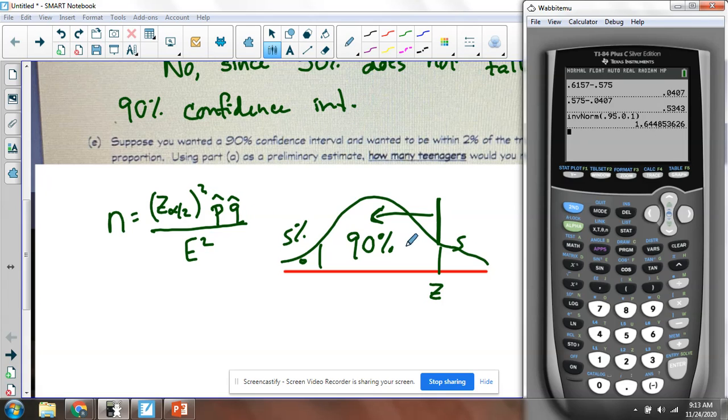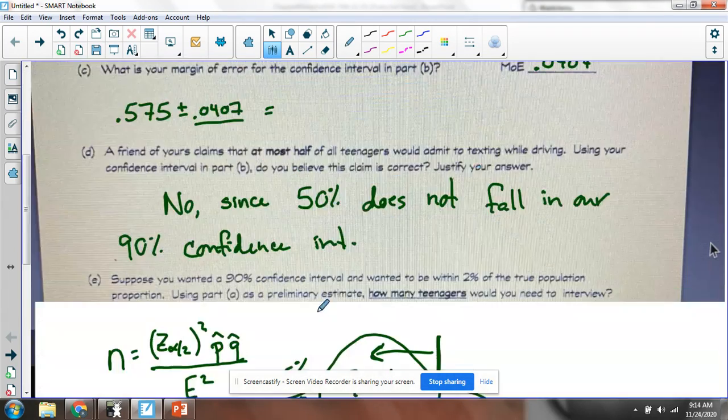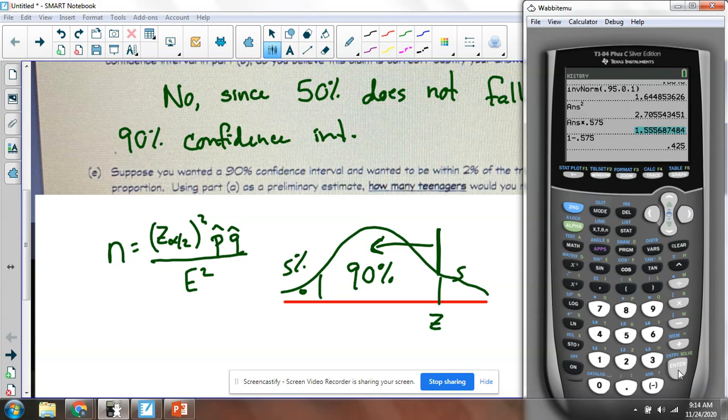Now I have to square that, so I'm going to do that right now. Take that, square it. Now I need to multiply it by p hat, which is right here, 0.575. And then q hat is just 1 minus p hat. So if I do 1 minus 0.575, I get that. I'm going to take this answer and multiply it by that. So that's the whole top. And I'm going to divide it by the margin of error, 0.02 squared.